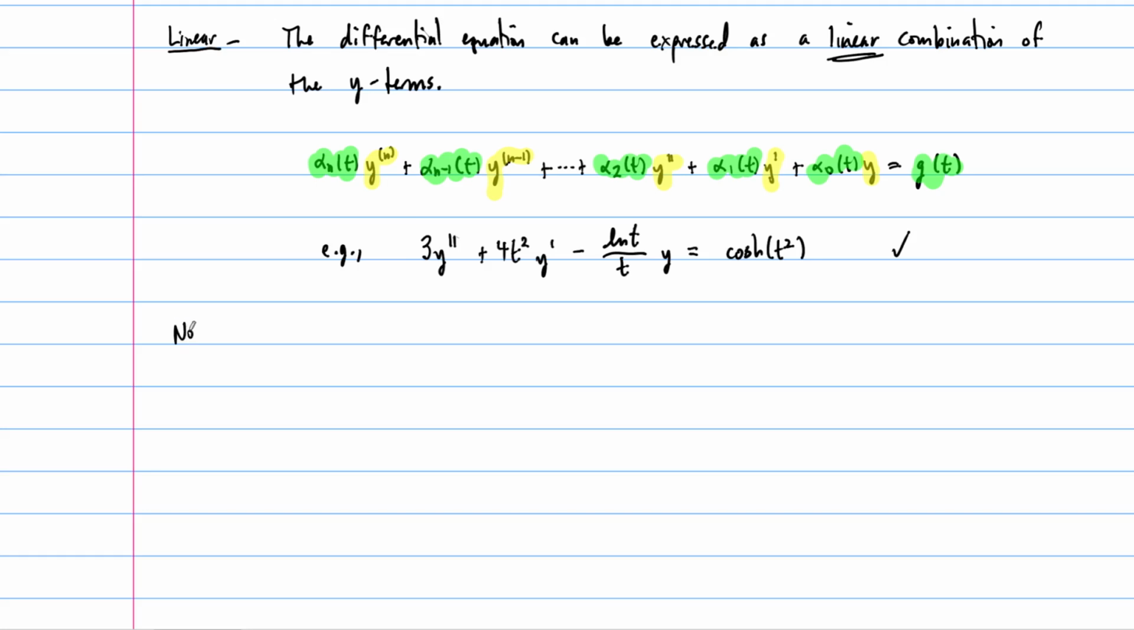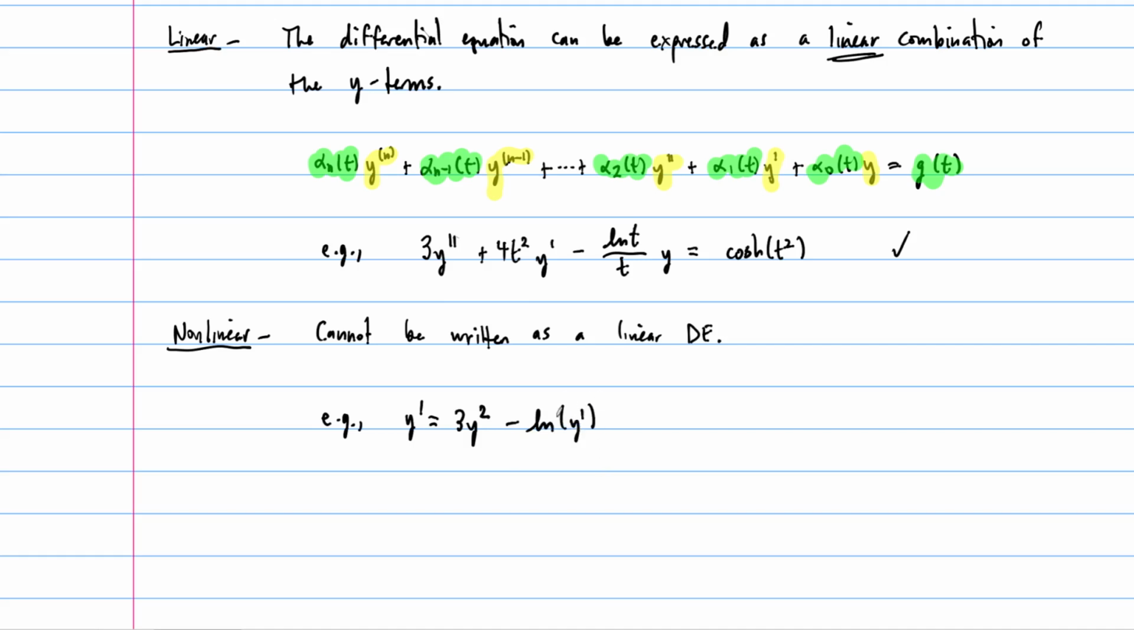A nonlinear equation is then one that cannot be written like this, right? So nonlinear just cannot be written as a linear DE. All right, so it's that simple. It's the opposite. If you cannot write your differential equation in this form, then it is not linear, and we call it nonlinear. So I'll just give you a simple example. For example, this could just be something like y prime equals 3y squared. There you go. It's already not linear, right? Minus natural log of y prime. There you go. That's not linear, right?